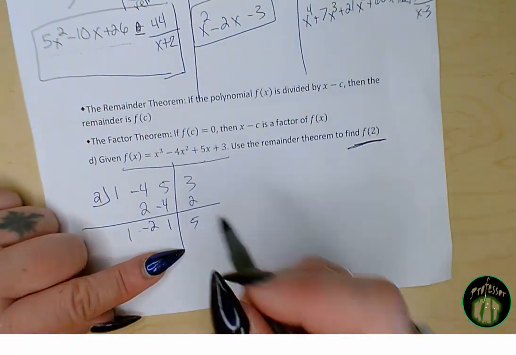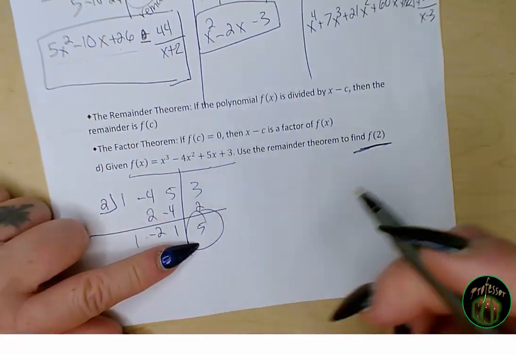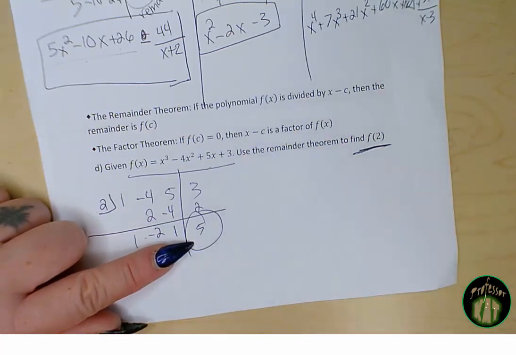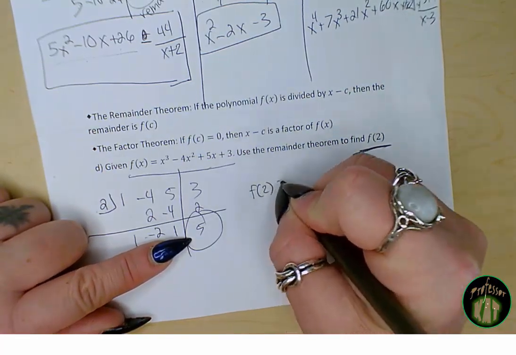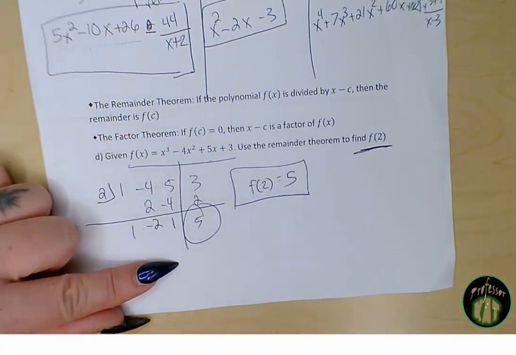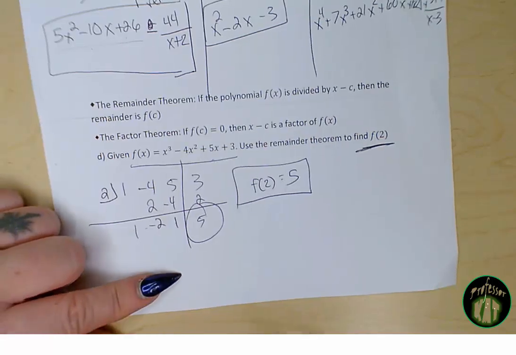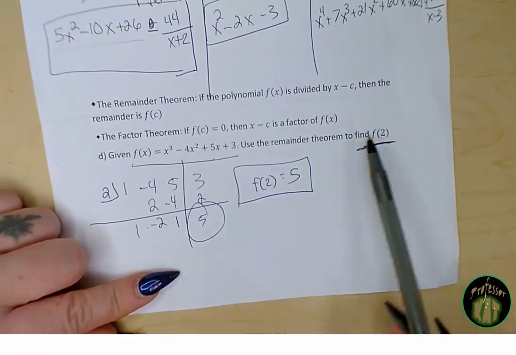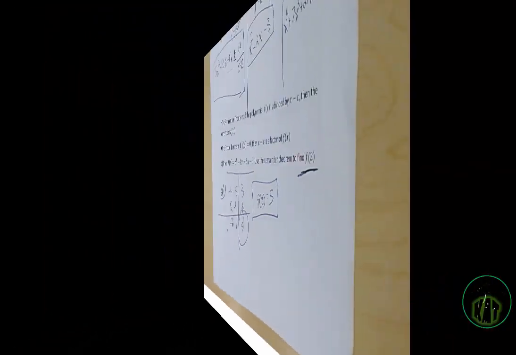The remainder theorem is saying that what we get as our remainder is the same thing as when we evaluate that same number. So f of 2 is a 5. All right, so you can plug it into the equation or you can do synthetic division. You should get the same solution either way.